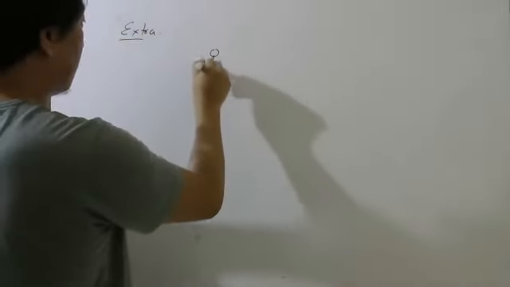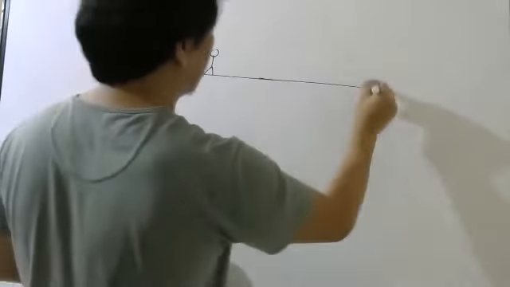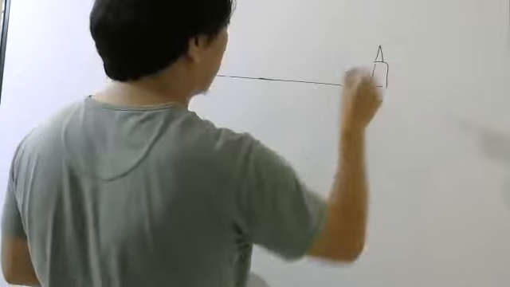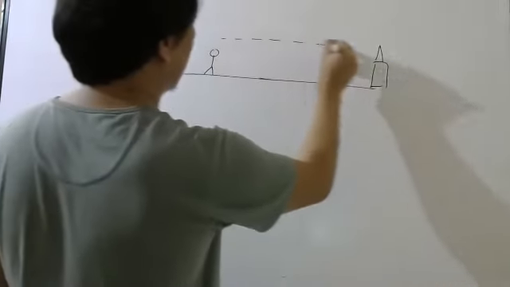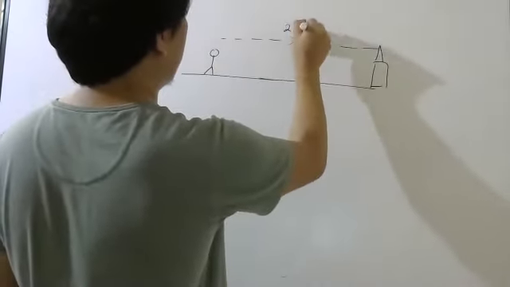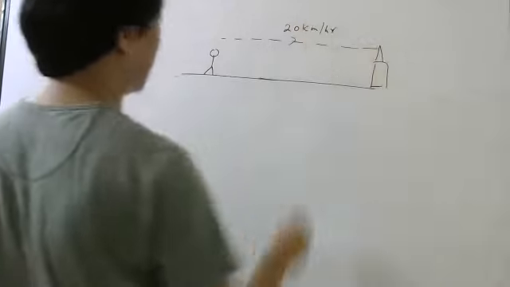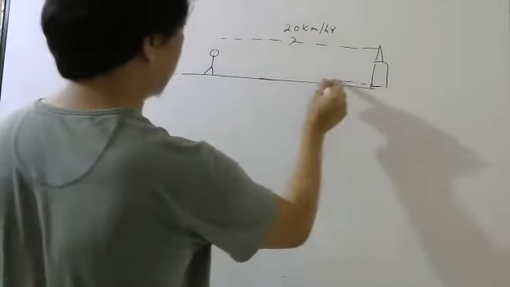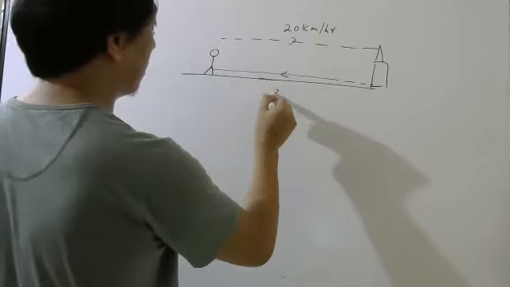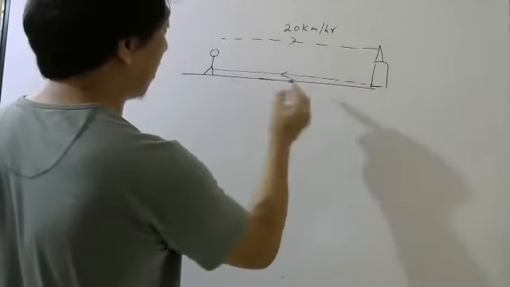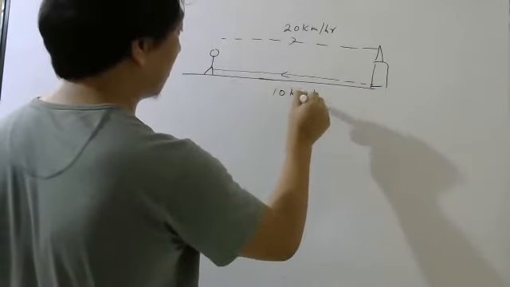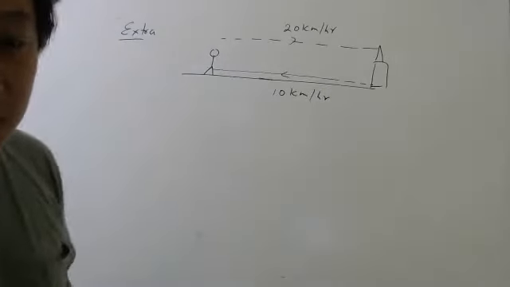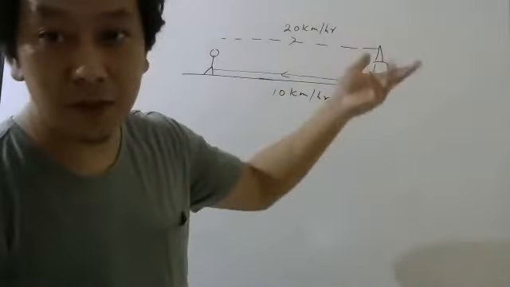So let's say there is a boy who goes to his house or school. From here to here, he travels with 20 kilometers per hour. Then he comes back from here to here with, he must be tired while coming back, so 10 kilometers per hour. So what he did was he went there, but he found the school is closed.